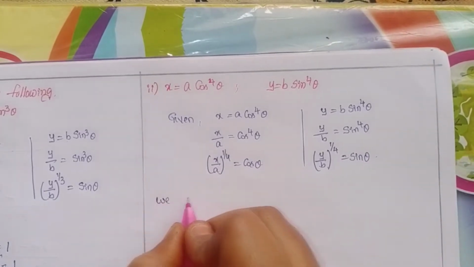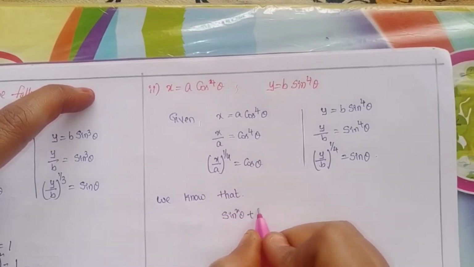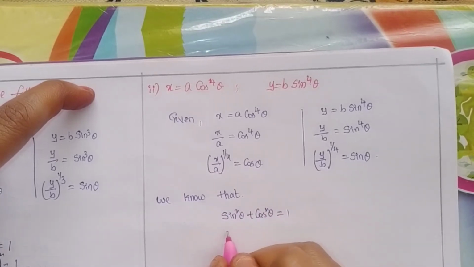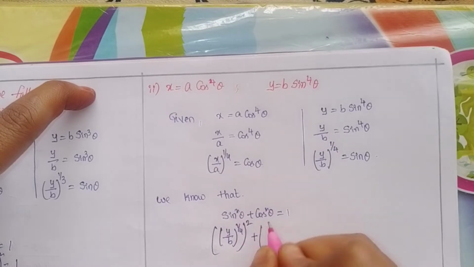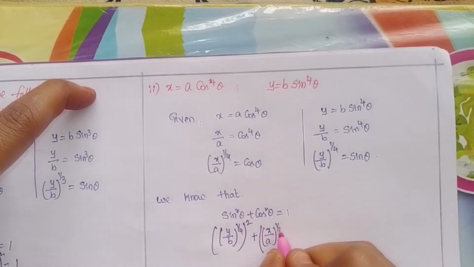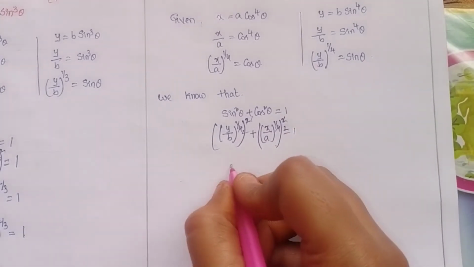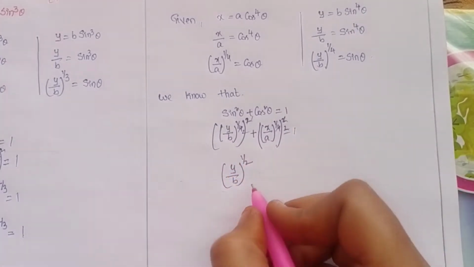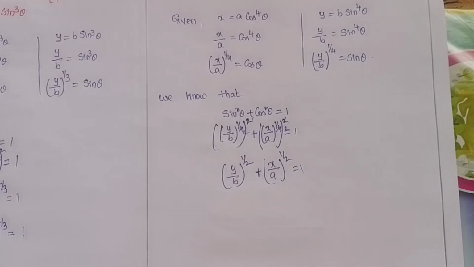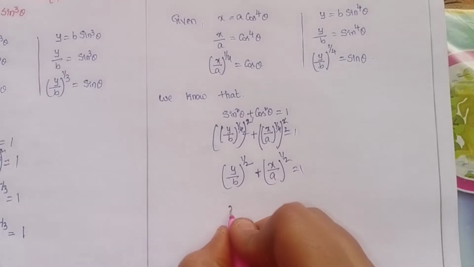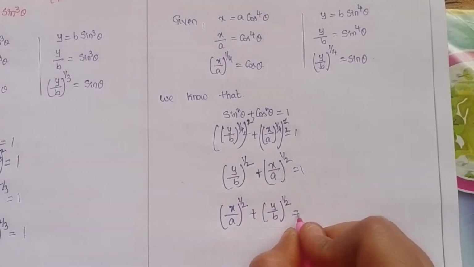Now, we know that sin square theta plus cos square theta equal to 1. Sin means (y by b) whole to the power of 1 by 4, whole square, plus cos means (x by a) whole to the power of 1 by 4, whole square, equal to 1. So (y by b) whole to the power of 1 by 2 plus (x by a) whole to the power of 1 by 2 equal to 1. Next, write properly: (x by a) whole to the power of 1 by 2 plus (y by b) whole to the power of 1 by 2 equal to 1.